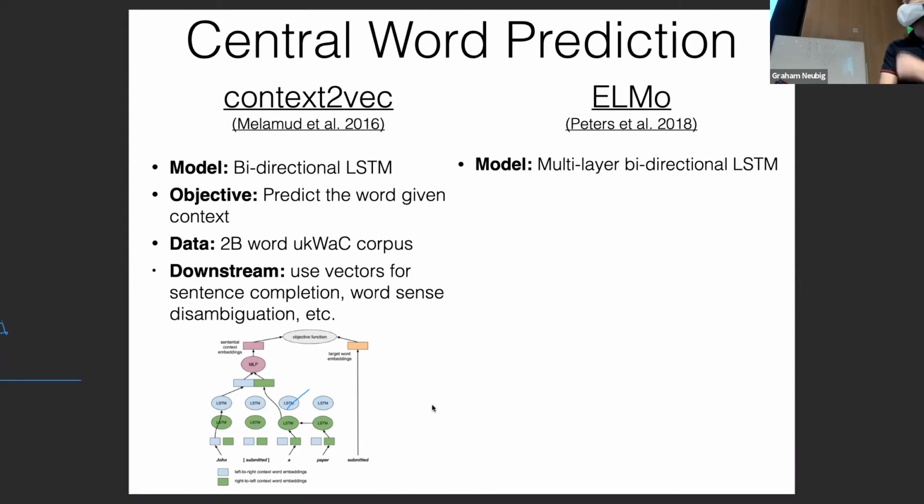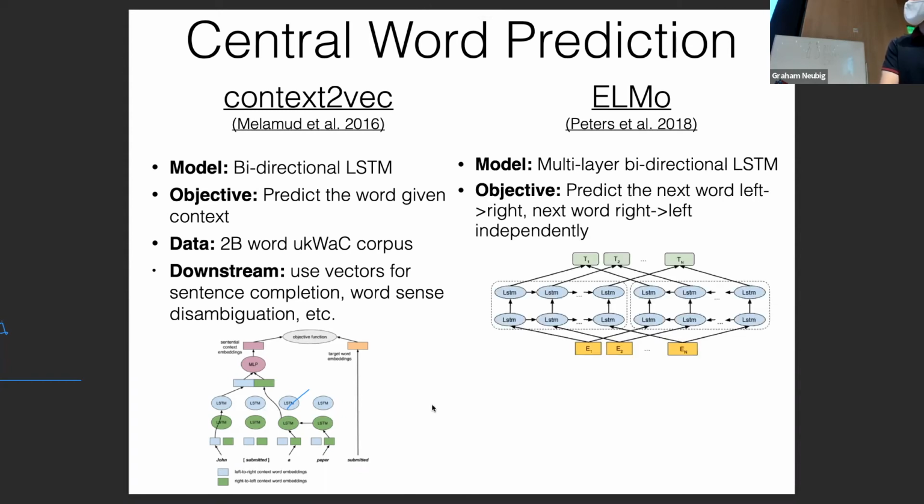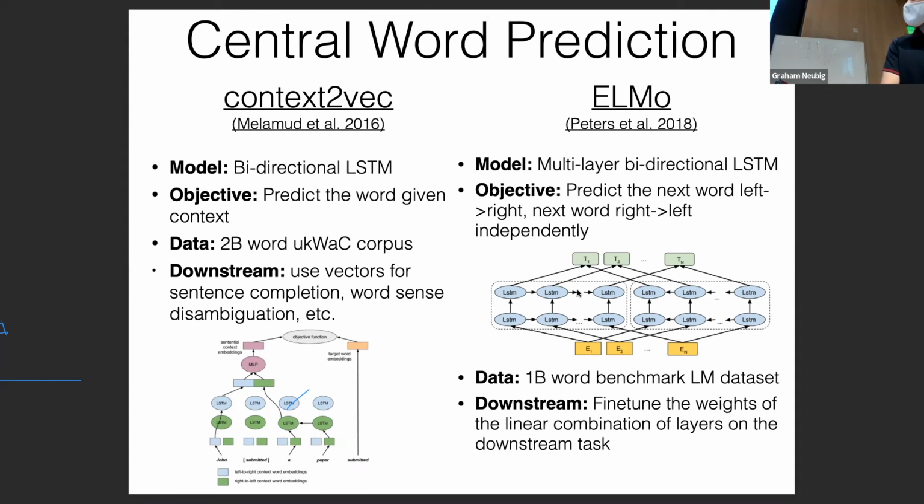Elmo, however, was what made this method very popular, and it's basically a multi-layer bidirectional LSTM. It was trained in a slightly different way. It was trained to predict the next word left to right and the next word right to left. So it's basically just two language models trained independently. And it was trained on a 1 billion word data set.